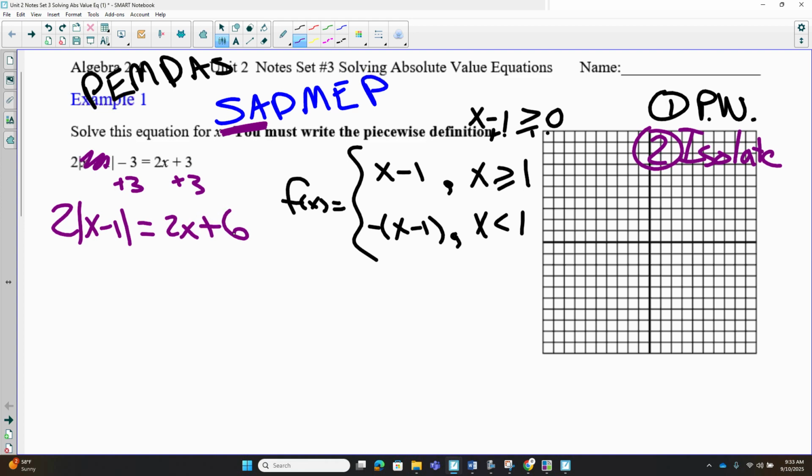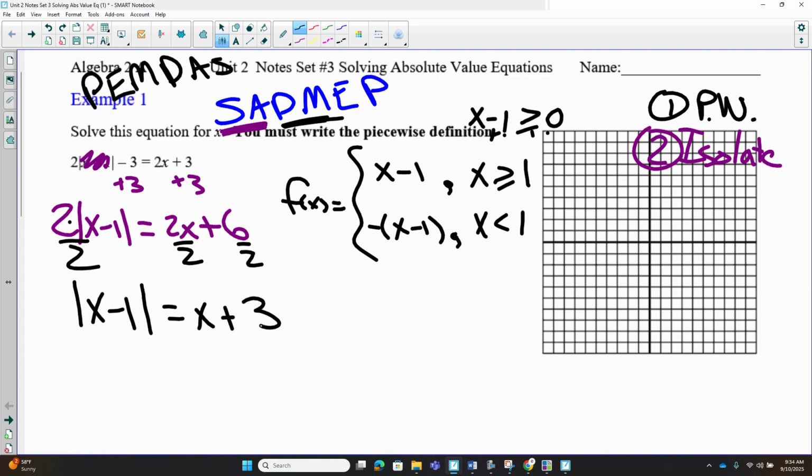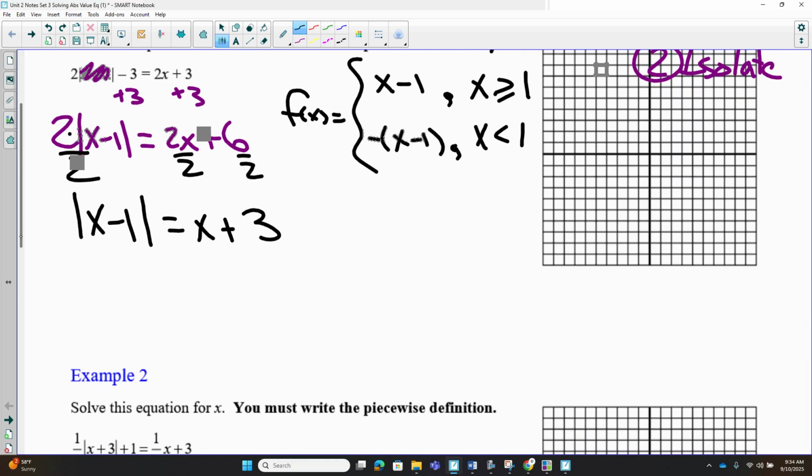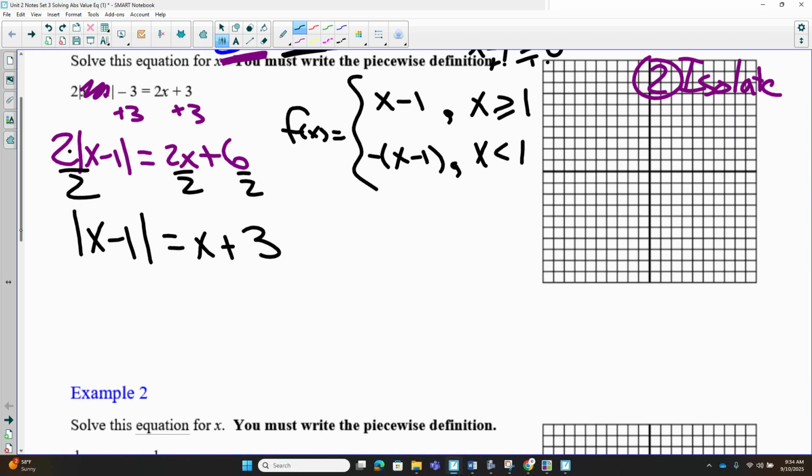What would be the next thing that we have to do? Multiplication or division. Division. We're undoing it. So if I am multiplying, the undo of multiplication is divide. So we're going to divide by 2 to every single term. To everything. That will give you just the absolute value of x minus 1 is equal to x plus 3. Okay? All right, it's isolated. What is step 3?